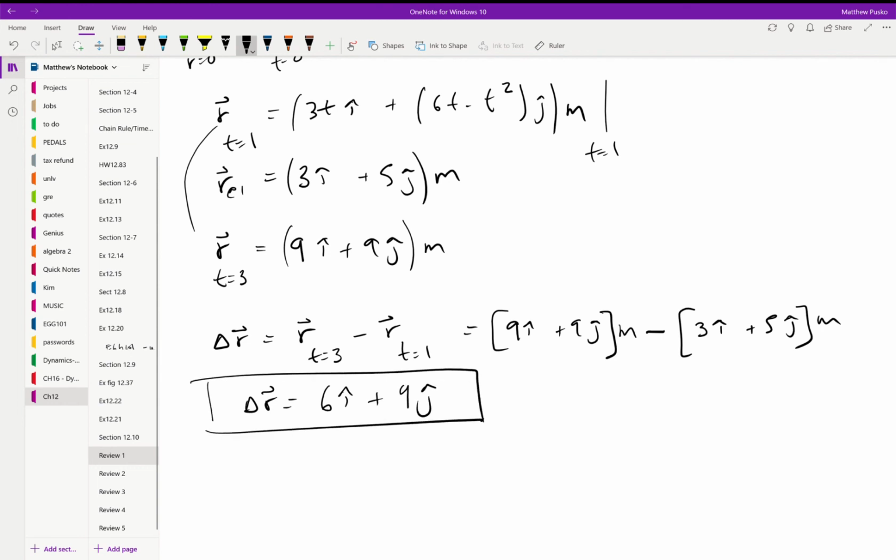Okay, so if it asked for a position at 1 second, that would be this. Or that would be position at 3 seconds, that's this. But since they asked for displacement, we have to take the difference between those two position vectors. So back to one of your first definitions.